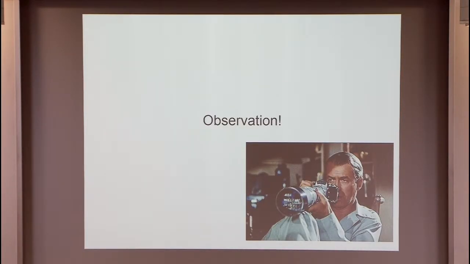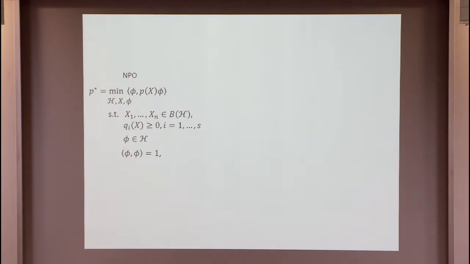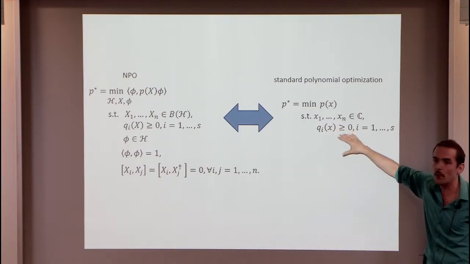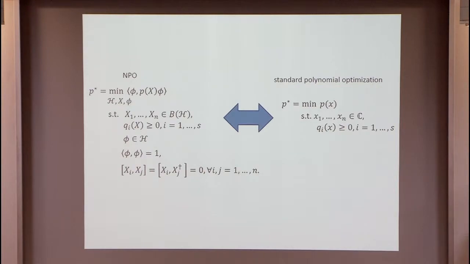Good, so now I have to make an observation, or Pablo gets angry. So here you have the standard NPO problem. Suppose that we add this extra condition that all pairs of variables commute. Then this reduces to a standard polynomial minimization problem in which you're trying to minimize some polynomial of some complex variables in some region of the complex plane given by these polynomials.